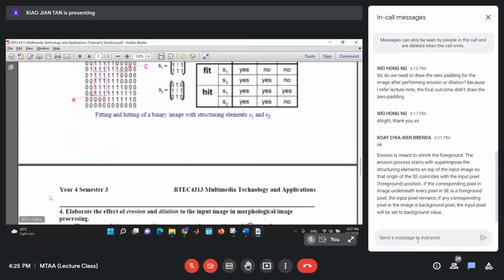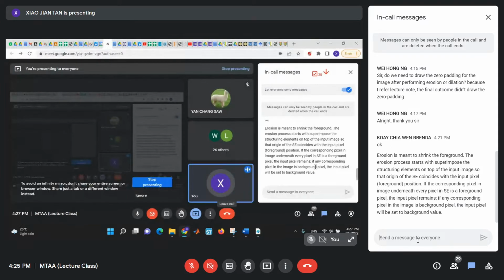The next question: elaborate the effect of erosion and dilation to the input image in morphological image processing. This question I think you all are quite well versed in, again because of the assignment.